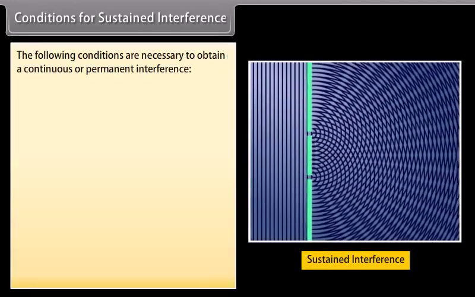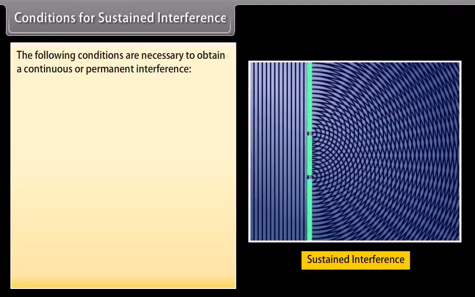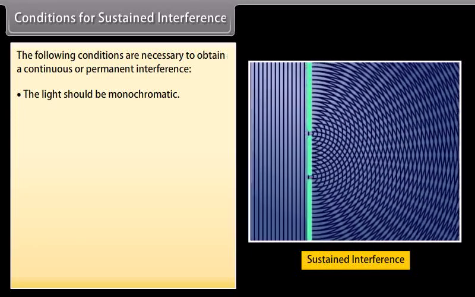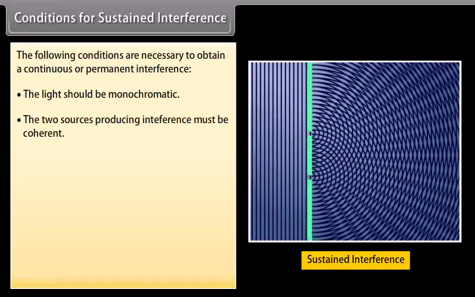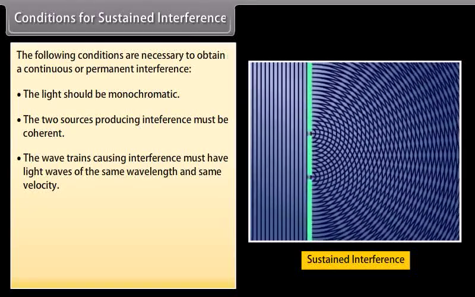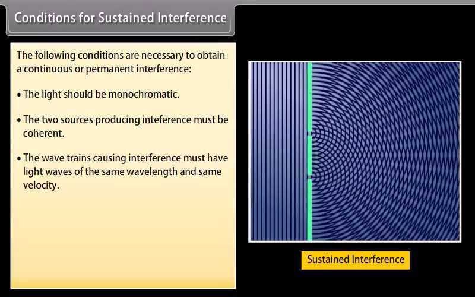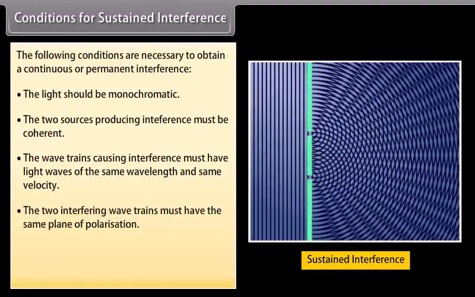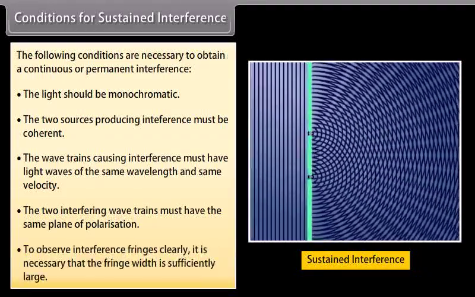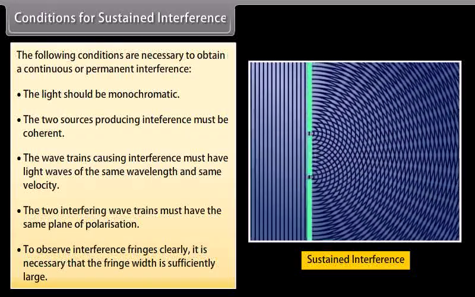Conditions for sustained interference. The following conditions are necessary to obtain continuous or permanent interference. The light should be monochromatic; if not, the fringes of different colors will overlap. The two sources producing interference must be coherent. The wave trains causing the interference must have light waves of the same wavelength and same velocity. The two interfering wave trains must have the same plane of polarization. To observe interference fringes clearly, it is necessary that the fringe width is sufficiently large.